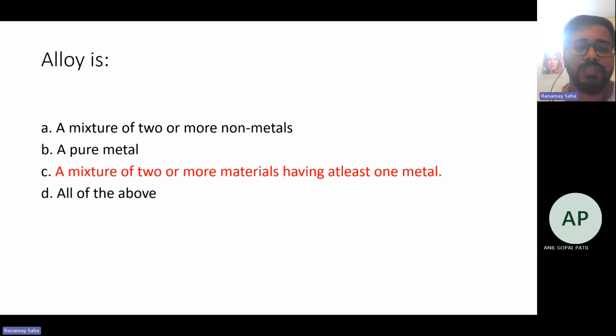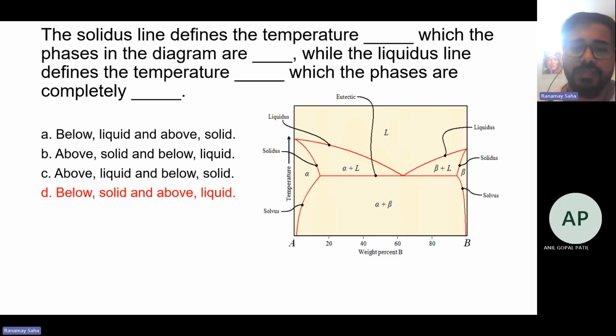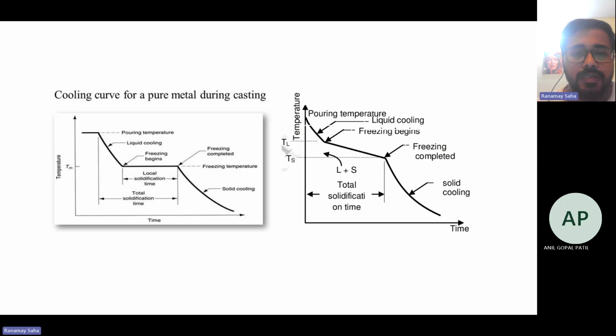An alloy is a mixture of two metals. We discussed solidus, liquidus and solvus lines. The solidus line is the temperature below which the phase diagram is solid, while the liquidus line defines the temperature above which it is completely liquid. So that somehow summarizes the assignment questions out of both the weeks.